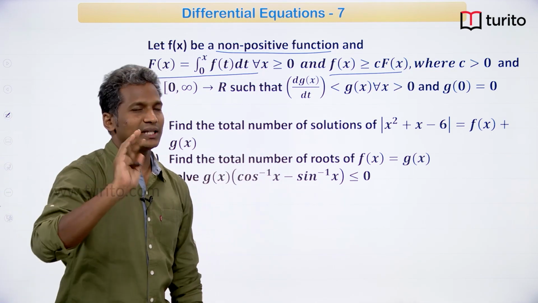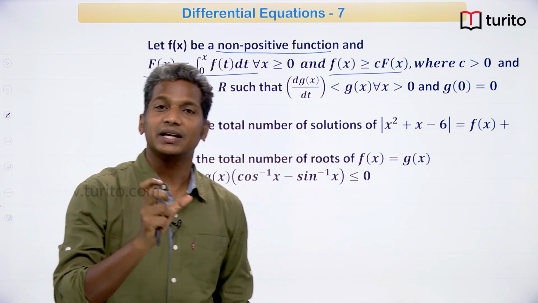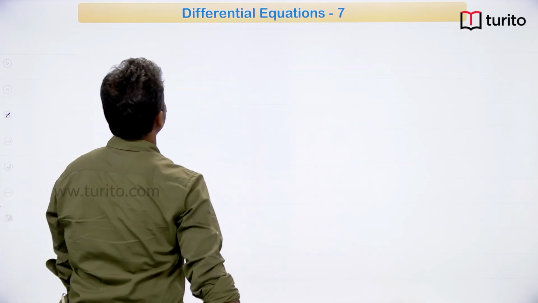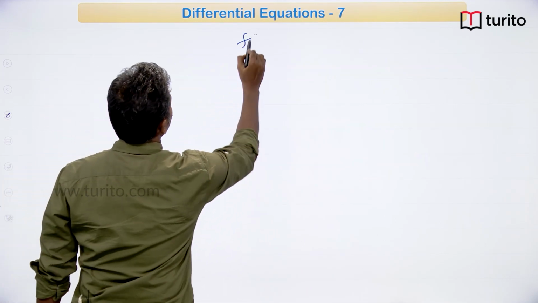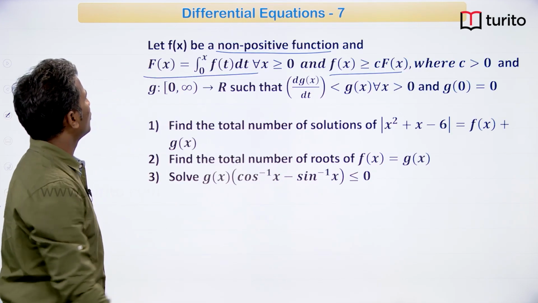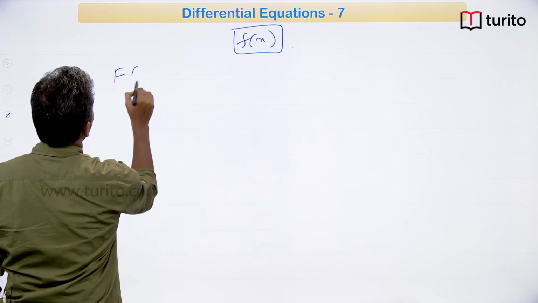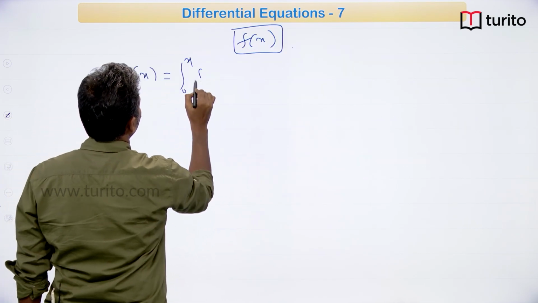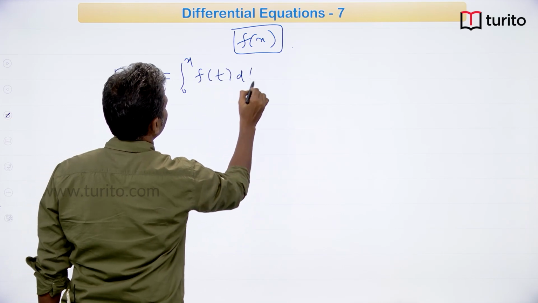So, let us start with generating the function. Let me take f of x. This page is completely for f of x. So, what are the given ideas here? Capital F of x equal to the integral from 0 to x of f of t, small f of t dt.